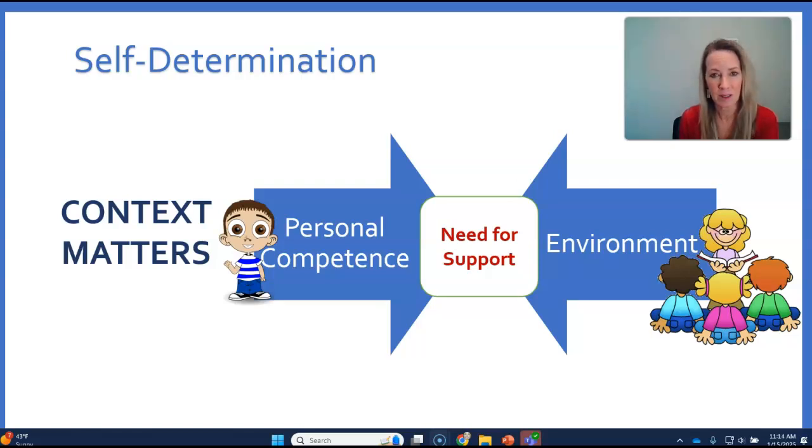them the opportunities. So it's a balance between the student competence and the environment that we, as the people who care about these people who need to grow in their self-determination, provide. It means giving them opportunities to engage in it and modeling and teaching those skills.